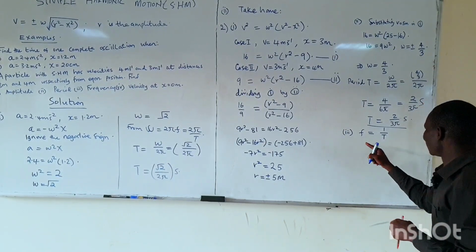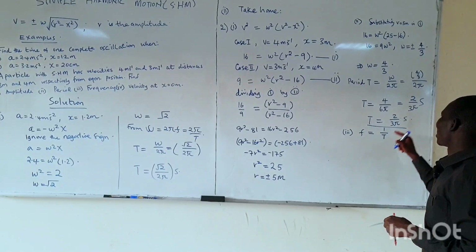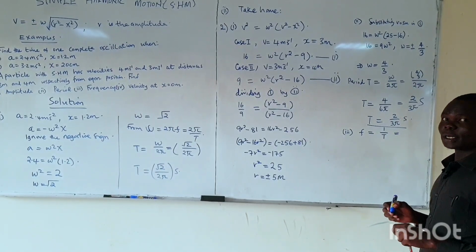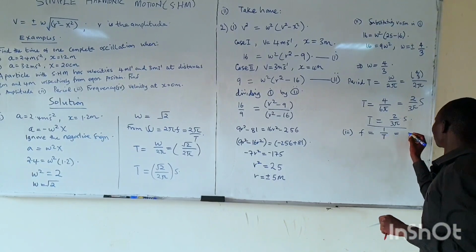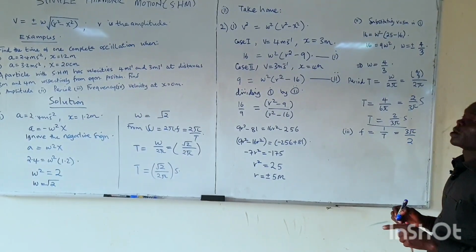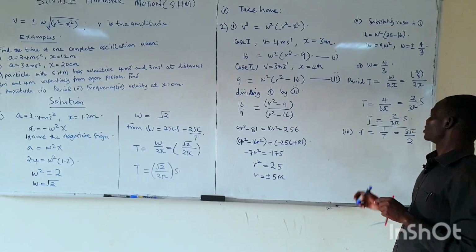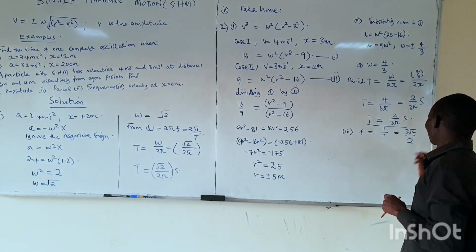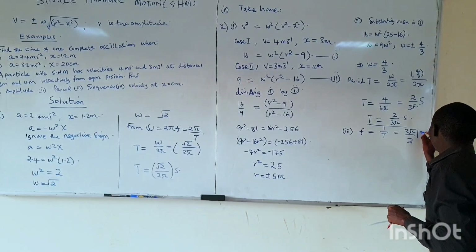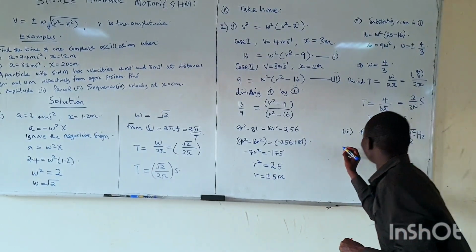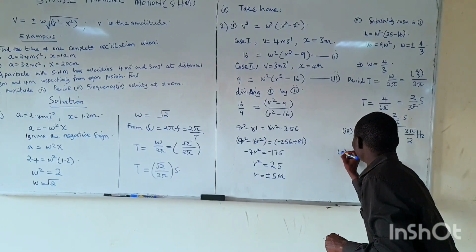So from here, we shall have f is equal to 1 over T. Our T is this one. So we just substitute, and on substitution, we shall have f is equal to 3 pi over 2. Don't forget the unit. F, which is the frequency, is measured in hertz. So we put here hertz.